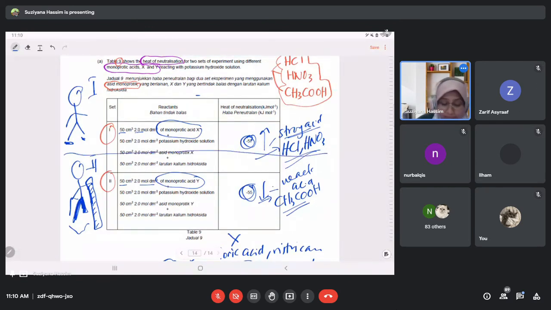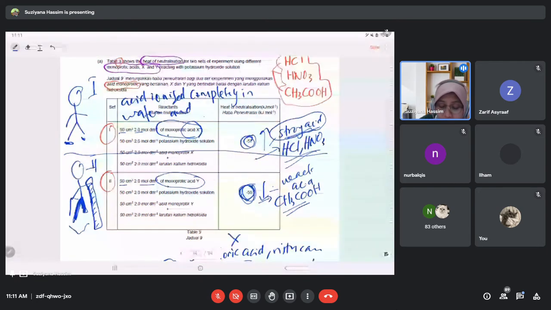Okay. Why is there a difference in the value of heat of neutralization? Listen carefully. Why is there a difference in the value of heat of neutralization? Okay, because HCl is a strong acid. A strong acid ionizes completely in water and produces a high concentration of hydrogen ions. While this one is a weak acid. Ethanoic acid is a weak acid.